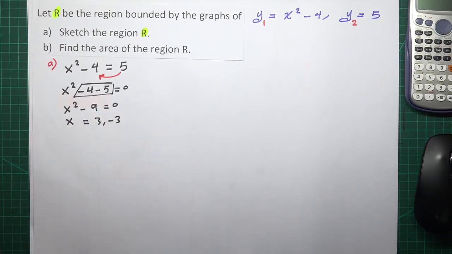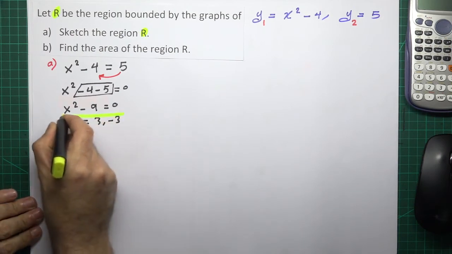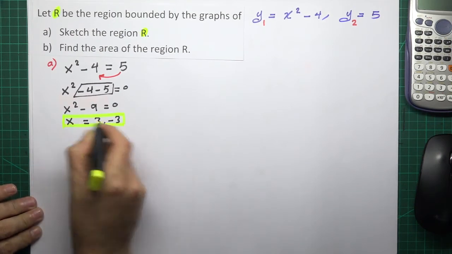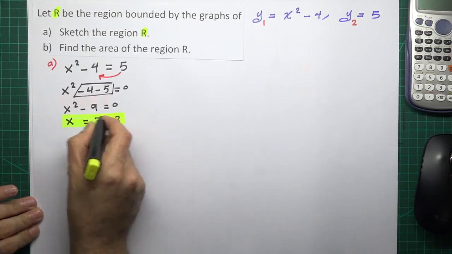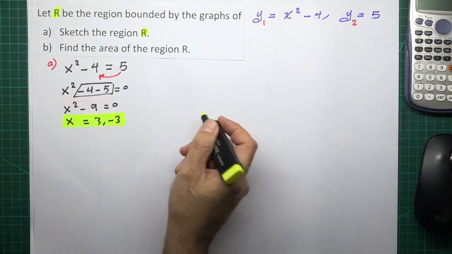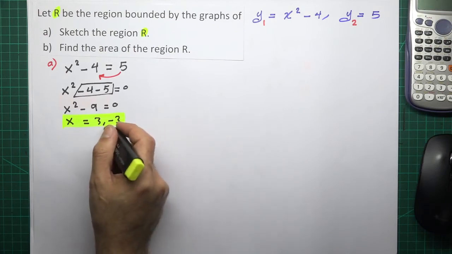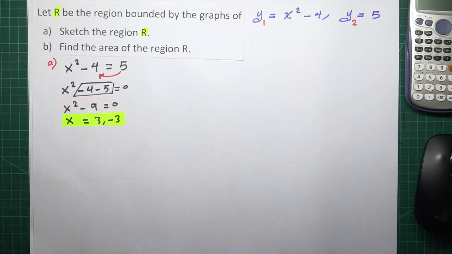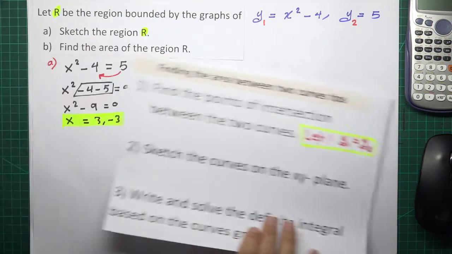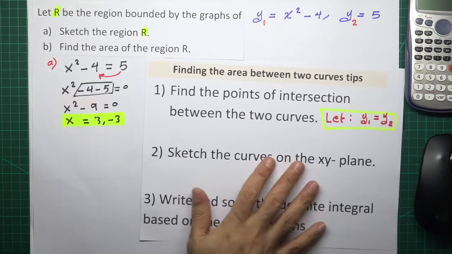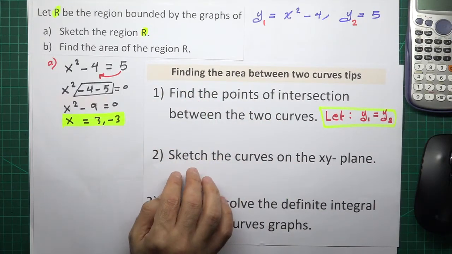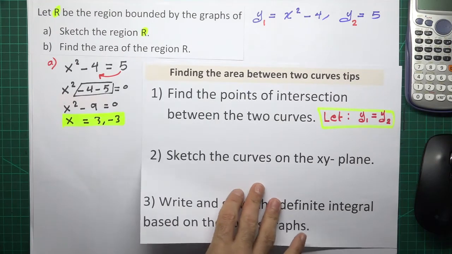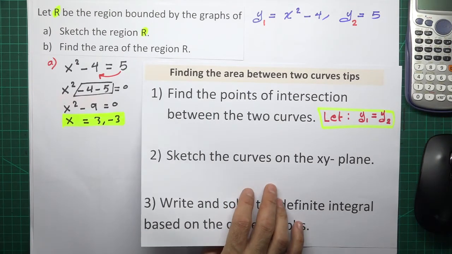And we find out there are 2 points of intersection between y1 and y2. One of them when x equals minus 3, the other one when x equals 3. So we are following the instructions here. We are done with the first step, but we need to sketch the curves on the xy plane.